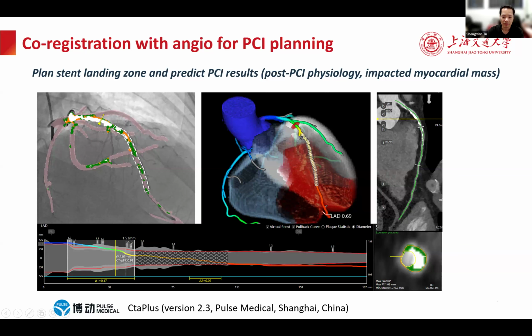At the same time, in CT you get the optimal viewing angle, which can help you get the optimal view for angio. So we believe that bringing CT into the cath lab would help with PCI planning and optimization. This is the very latest development, and it's integrated in the CTA Plus software by Pulse Medical. It's also CE marked.